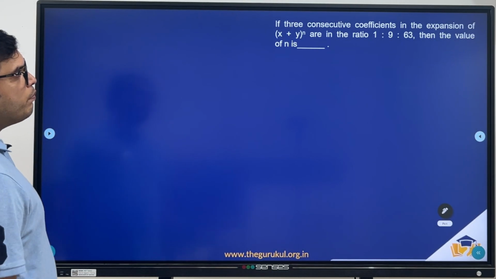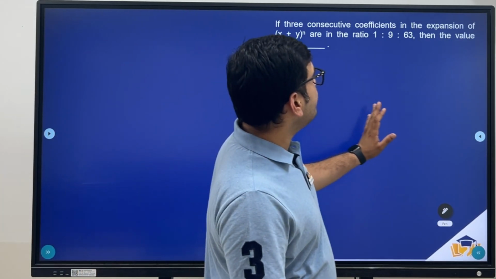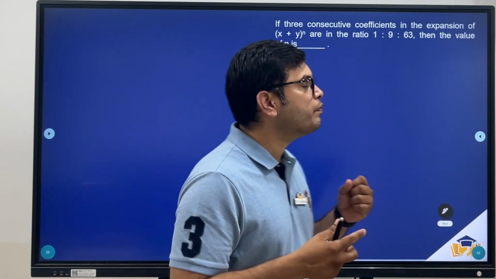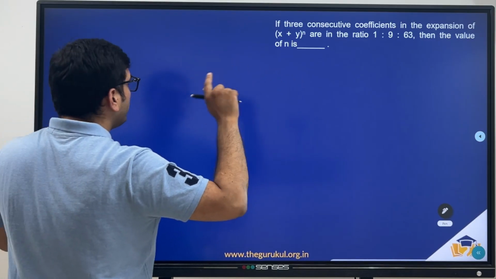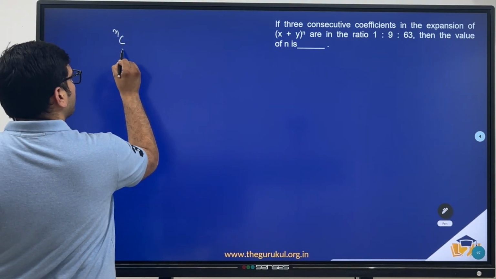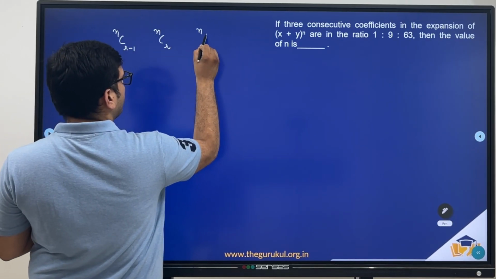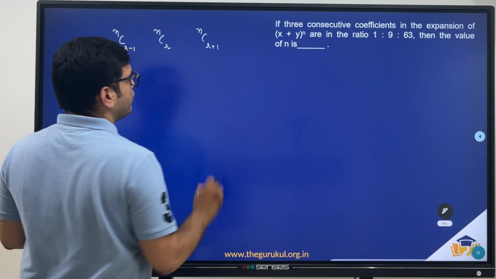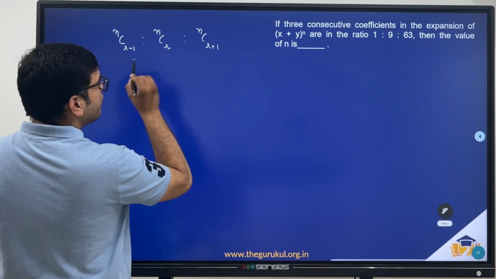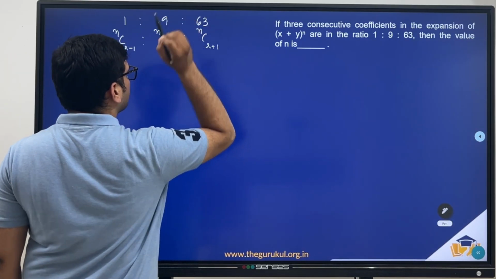So x plus y power n are in the ratio 1 is to 9 is to 63. Now these three should be three consecutive coefficients, which can be anywhere in the expansion. Now let me consider those three consecutive coefficients to be nCr minus 1, nCr, and nCr plus 1. Now the ratio of these three is given to be 1 is to 9 is to 63.